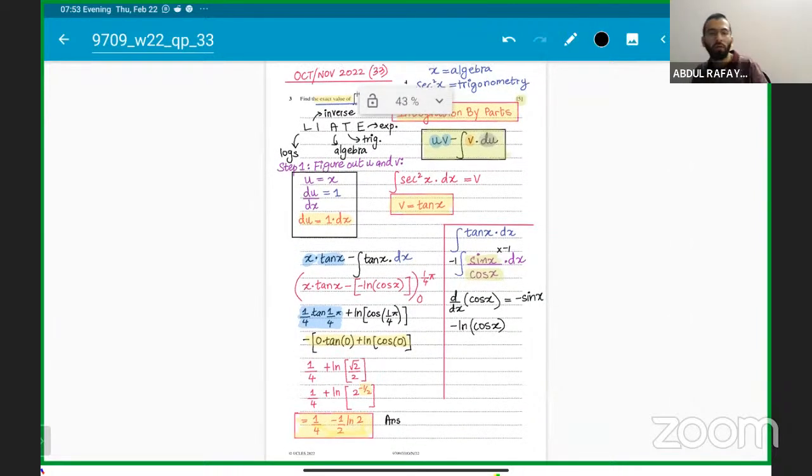Just take a screenshot. Question number 3 is done from October November 2022, paper 3. We have talked about integration by parts here. Is everyone sure, clear about it? Do take a screenshot, guys.